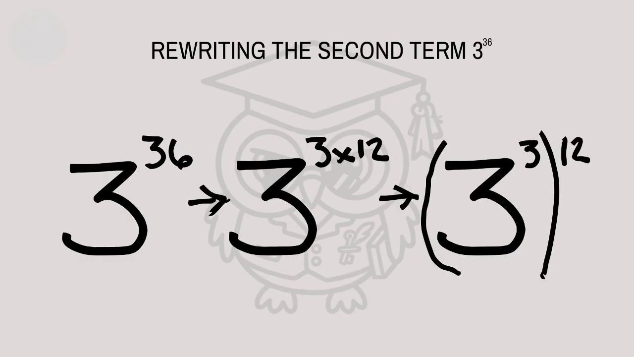Apply the same power rule to the second number, 3 to the 36th power. Rewrite the exponent 36 as 3 times 12, giving 3 raised to the power of 3 times 12. This translates into the quantity 3 cubed, raised to the outer power of 12.